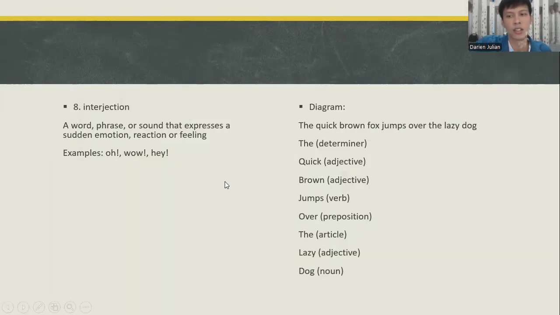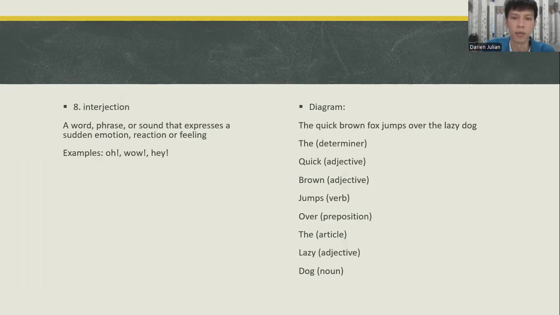Last is interjection. Interjection is a word, phrase, or sound that expresses a sudden emotion, reaction, or feeling, such as surprise, joy, anger, or pain. These expressions are grammatically independent of the rest of the sentence and often can stand alone or are set apart by punctuation like an exclamation point or a comma. For examples, oh, wow, hey.